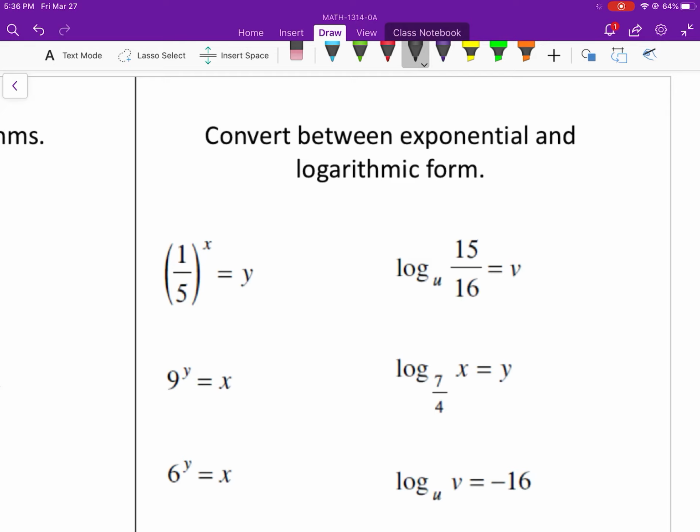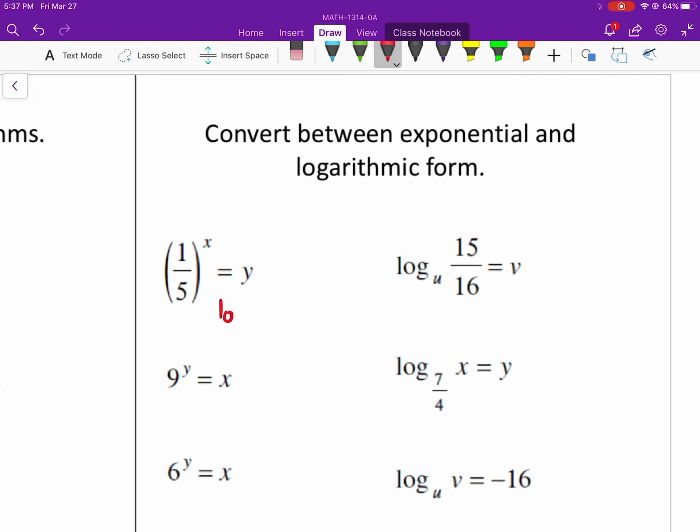So you have a little bit of converting to do here in 7.3. When you get into Hawks here, you're going to see a few of these that are going to tell you to convert between one form to the other. On the left side, you see that these are all written in exponential form. On the right side, these are written in logarithmic form. And so we want to convert it to the other form that is not pictured. So we have log base 1/5 of y equals x. Now, don't forget, these always equal whatever the exponent is.